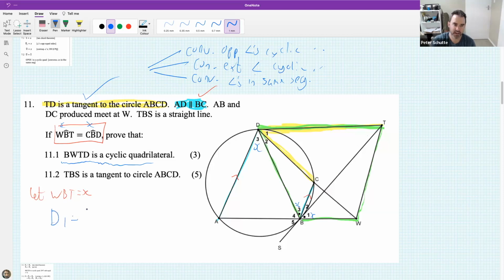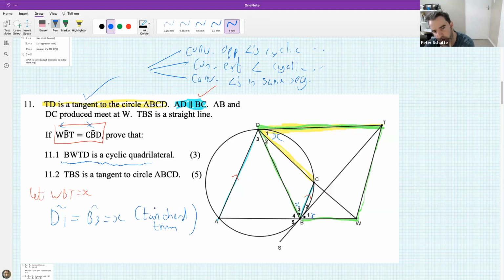So I think we can say that D1 is equal to B3, and that will be equal to X using our naming convention. So I think this one over here, and the reason is tan chord theorem.